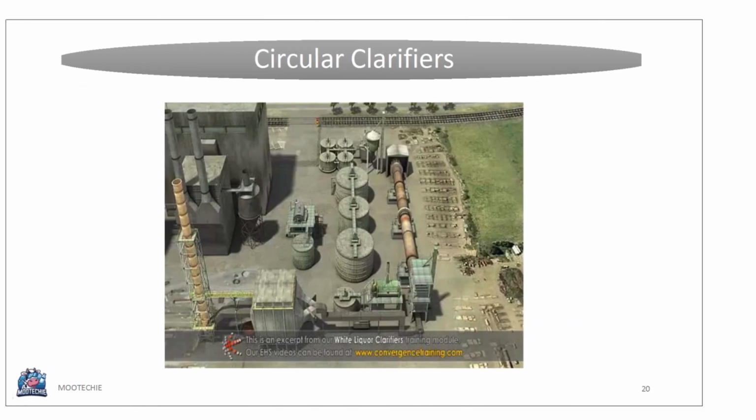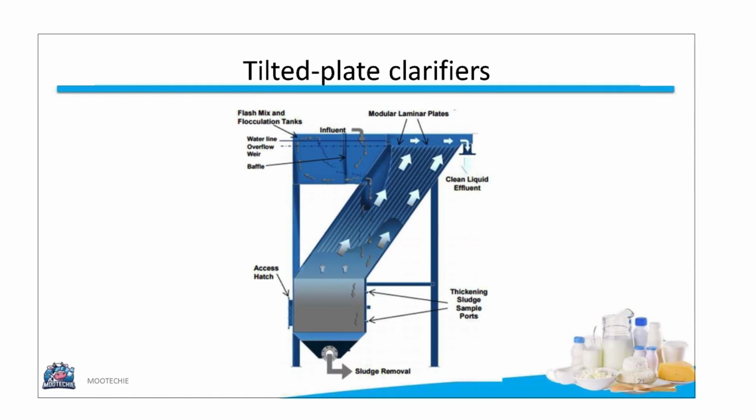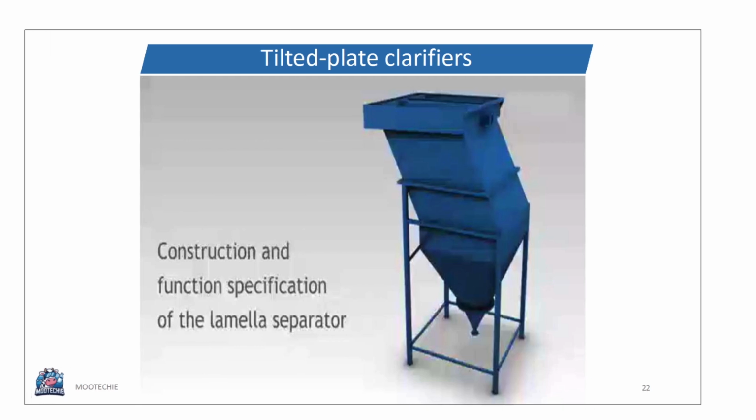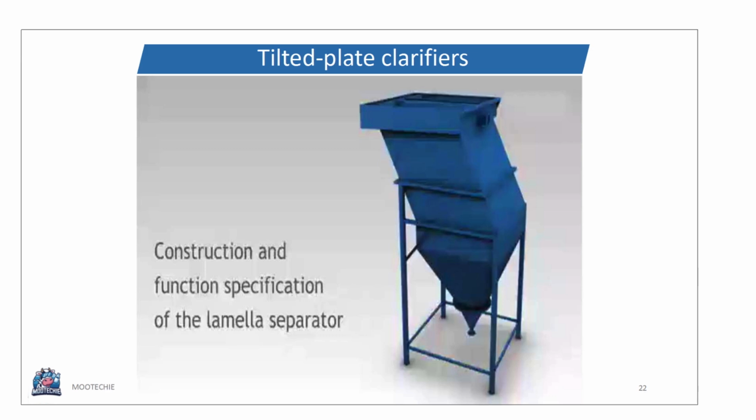This slide contains a photograph of a large circular clarifier system. Another type is the tilted plate clarifier, also known as a lamella clarifier. The diagram shows flash mix and flocculation tanks feeding into the main unit. It has modular laminar plates, an access hatch, a baffle, and outlets for clarified effluent and thickened sludge. This slide provides a detailed view of the construction and function of a lamella separator, showing how the angled plates provide a large surface area for settling in a compact space.